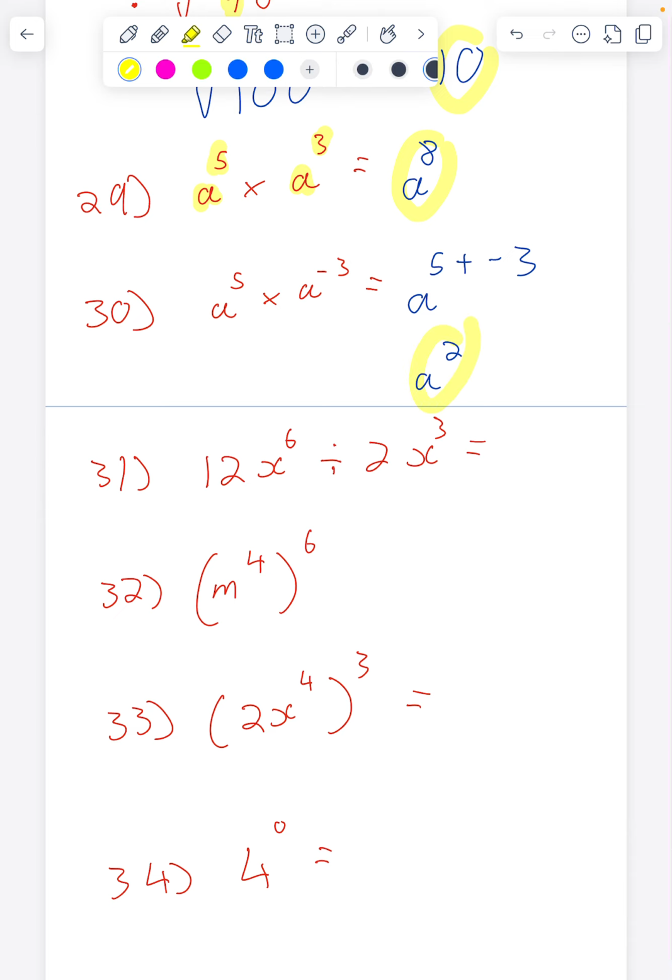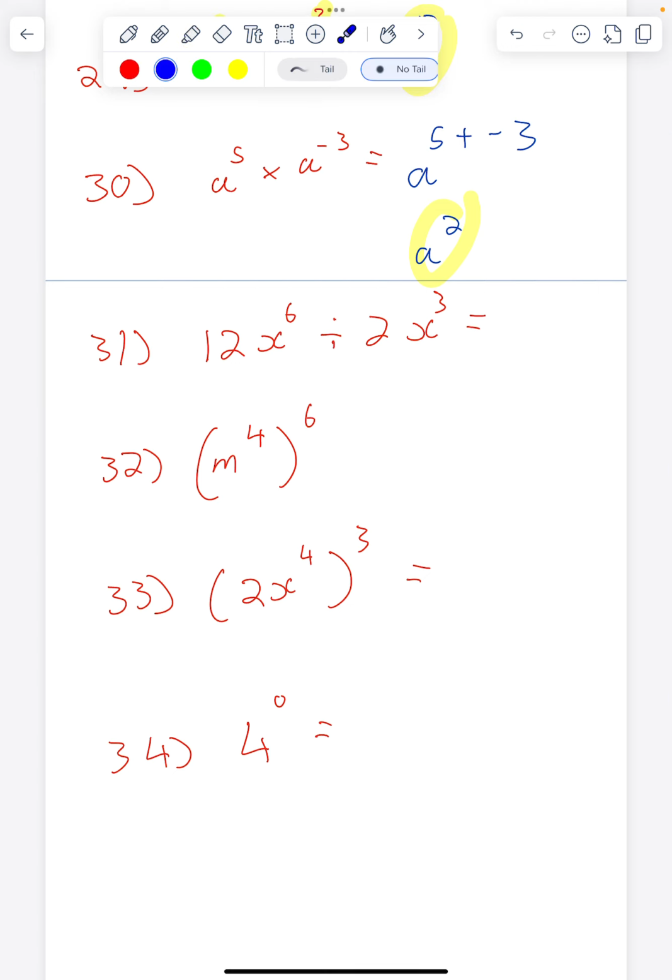There we go. Now, when you divide indices with the same base, so you can see here you've got a base of x and x, you take away the powers. So you go and do 6 take away 3, which is 3, so that's going to go to x to the power of 3. And then you've got these number parts. You've got 12 divided by 2, which gives you 6. So you get 6x to the power of 3 is your answer. So you look at the number parts and the indice parts separately.